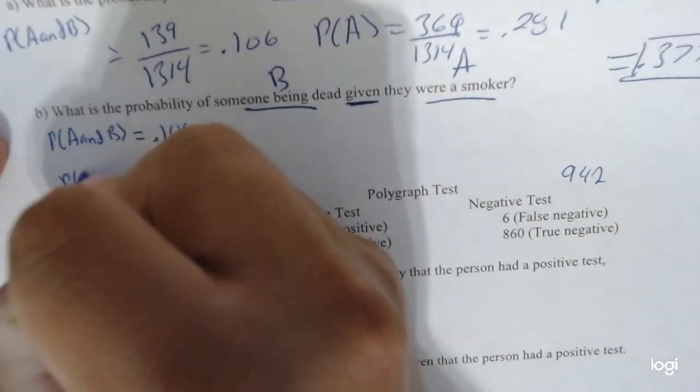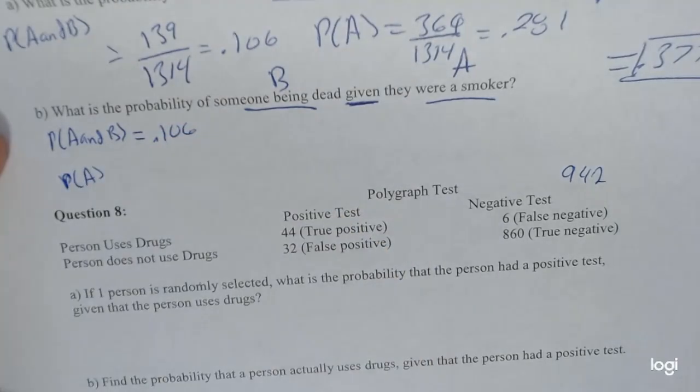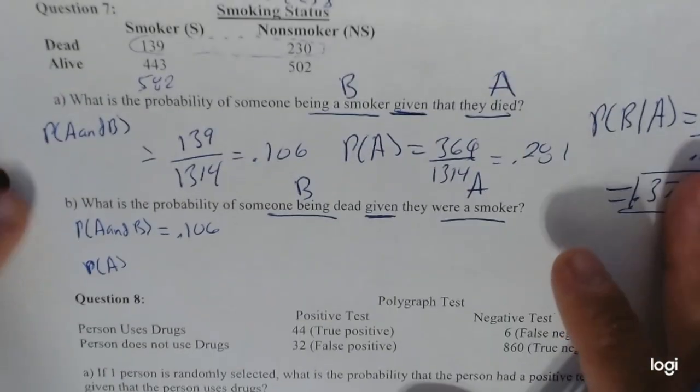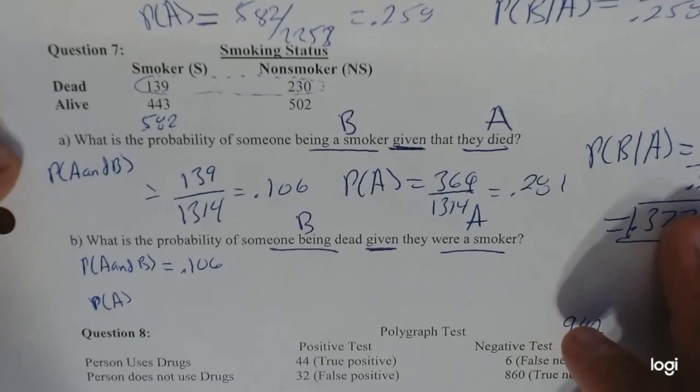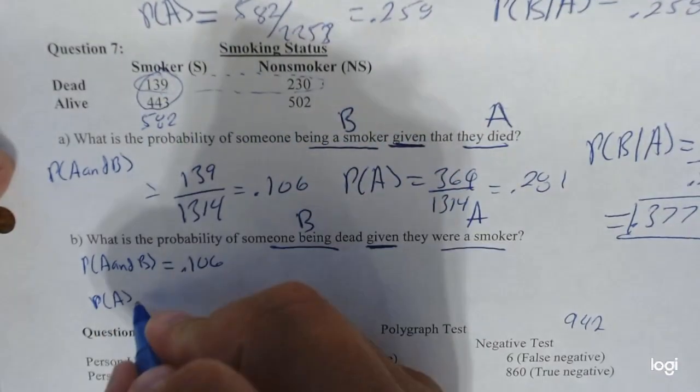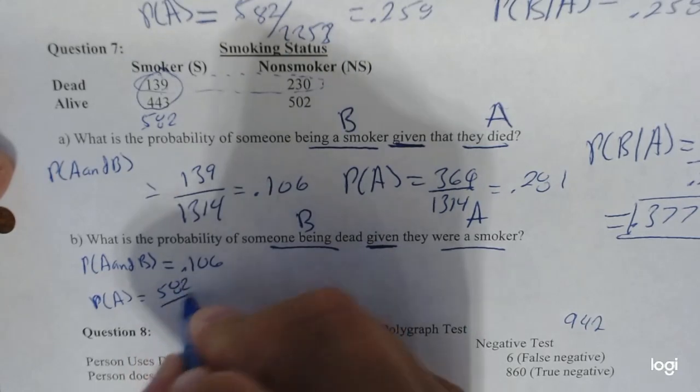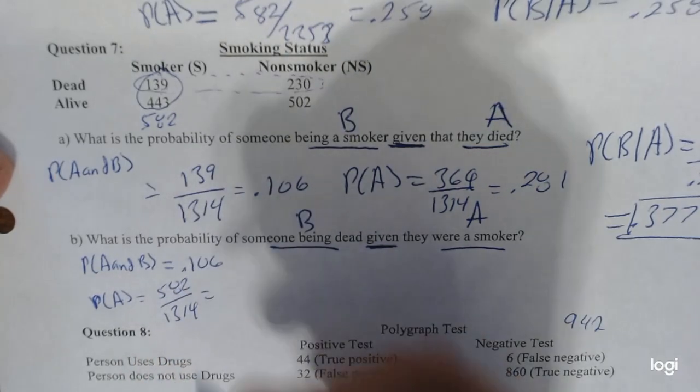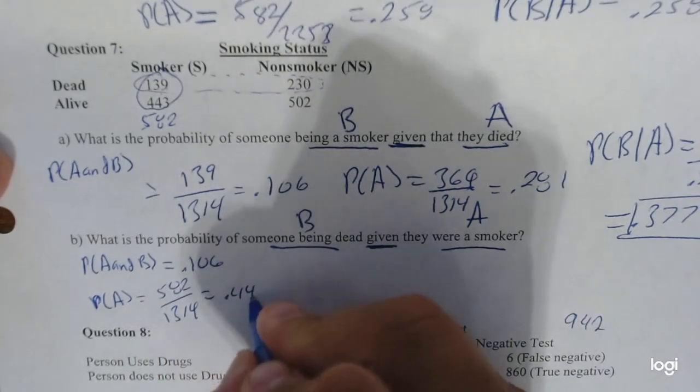And now what's the probability of A? So the probability of A, in this case, is someone who's a smoker. So how many people were just smokers? So that's the whole thing here. So 582 over 1314, which should give you about 0.443.